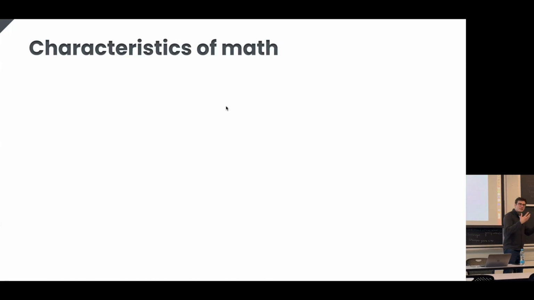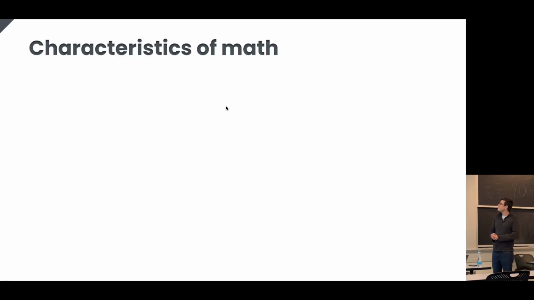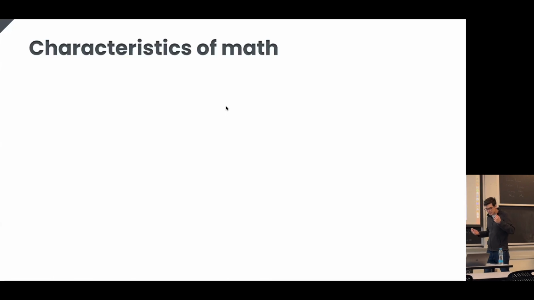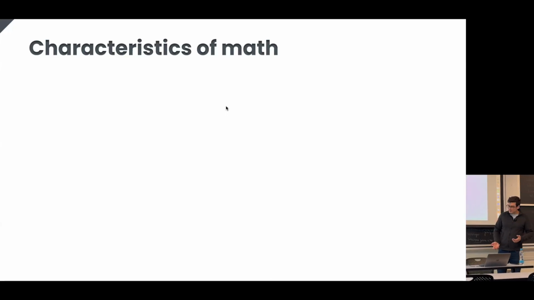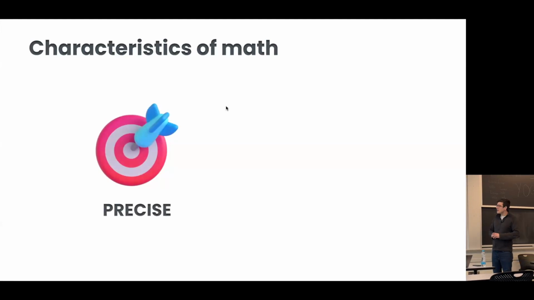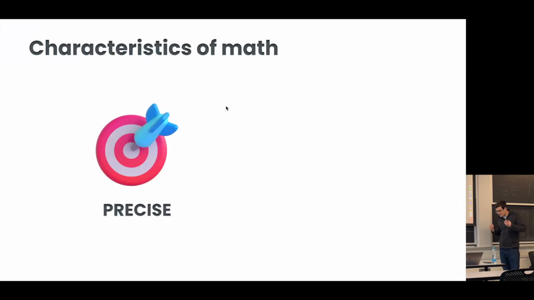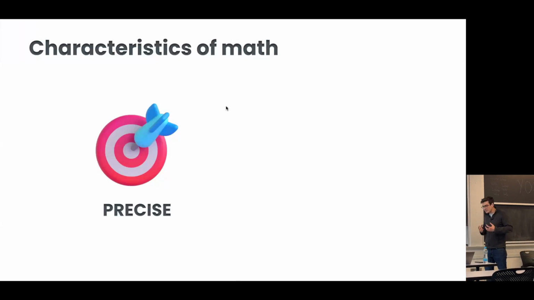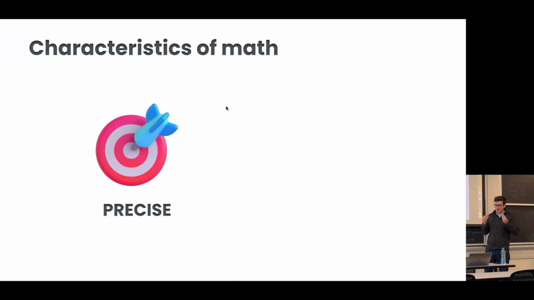Text has a particular set of characteristics. Figures have a particular set of characteristics. Math as well has some characteristics. I think the main one is that it's so precise. Precise in the sense that there are particular ideas that can only be conveyed succinctly and properly using math.